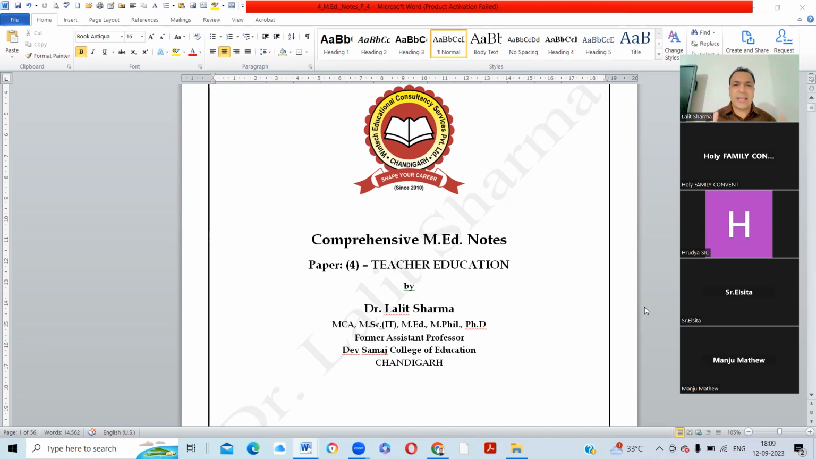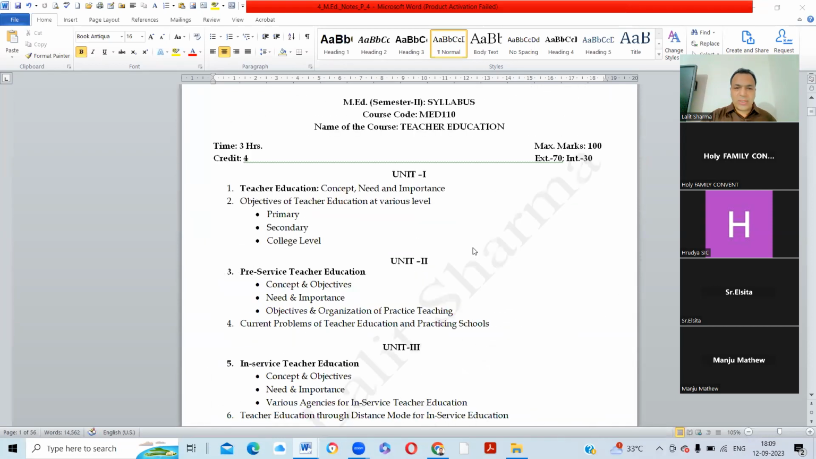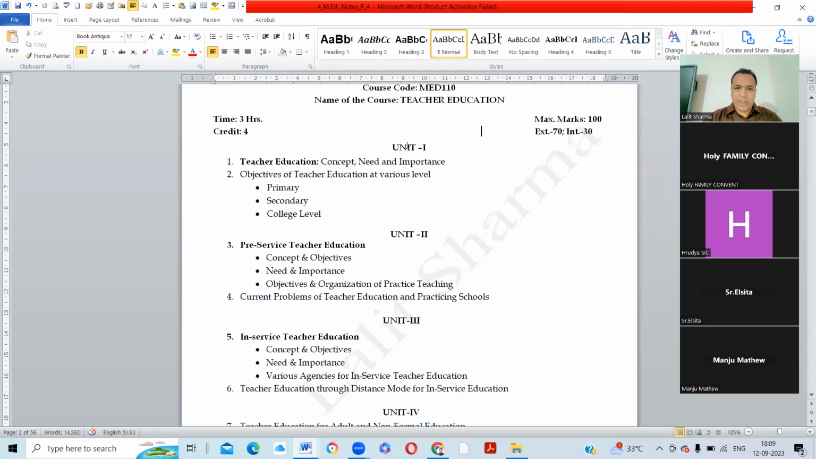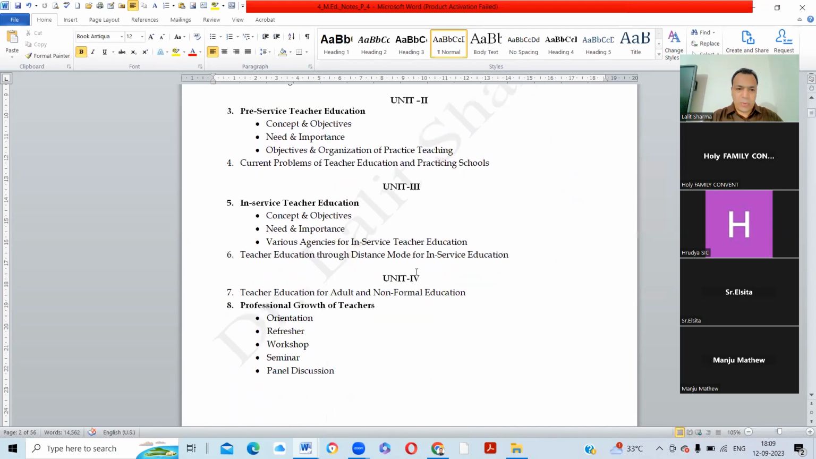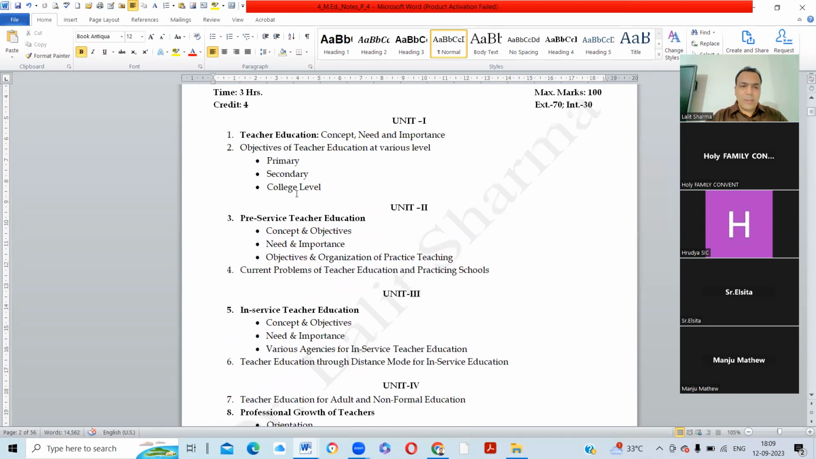So today we are discussing our last paper, paper fourth, which is teacher education. First of all, see the syllabus of teacher education. It is a very simple and small paper. You can see the syllabus. In Unit 1, Unit 2, Unit 3, and Unit 4: under Unit 1, teacher education, concept, need, and importance, and objectives of teacher education at various levels, three levels: primary, secondary, and college level.